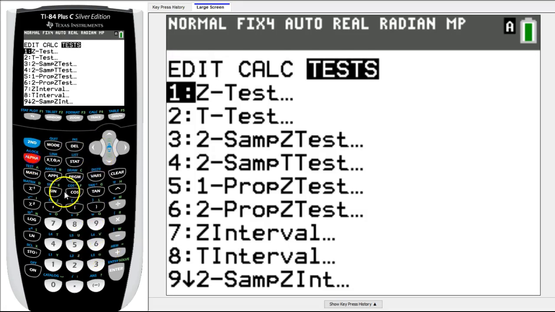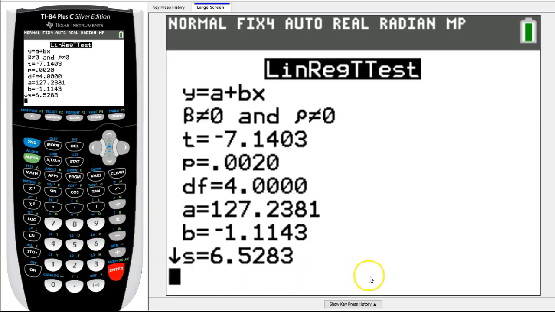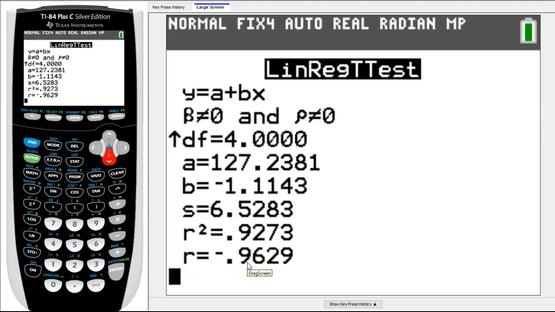And it was F. I'm not going to change anything. I just want it to recalculate it. And I want to talk about this R value. This R value is what's called the correlation coefficient. This tells us a measure of strength and the direction of the linear association.